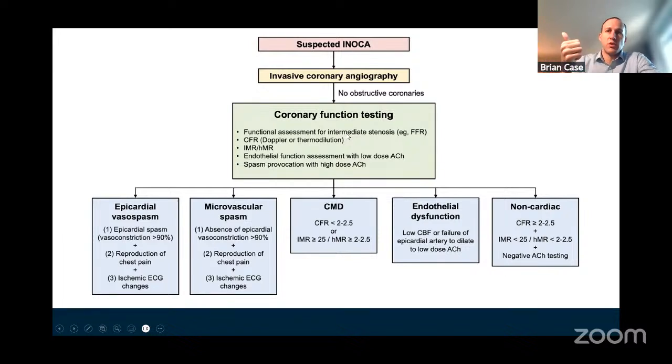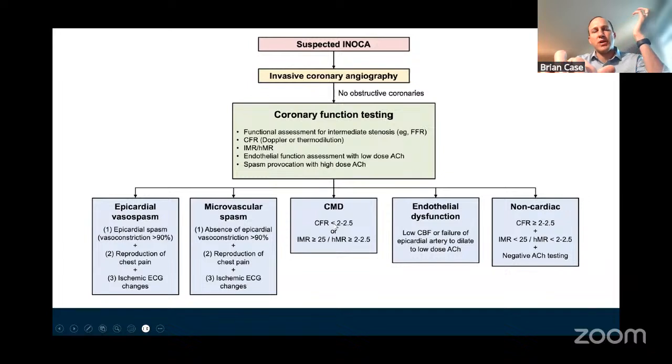You're going to do acetylcholine provocative testing to look for endothelial dependent abnormalities, and then you're going to do your invasive strategy for physiology to look for endothelial independent microvascular disease. These are the bucket diagnoses that we can make for our patients. But what I want to emphasize is patients can have more than one thing going on. They can have epicardial vasospasm and CMD, or, more commonly, an overlap of microvascular spasm and CMD.